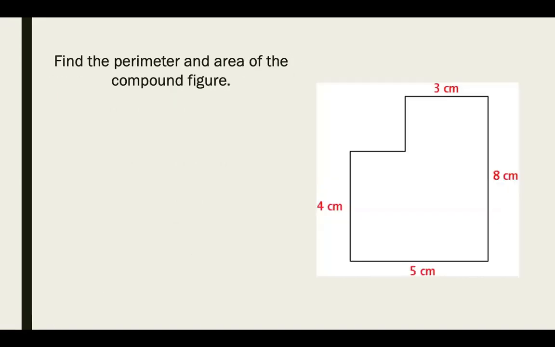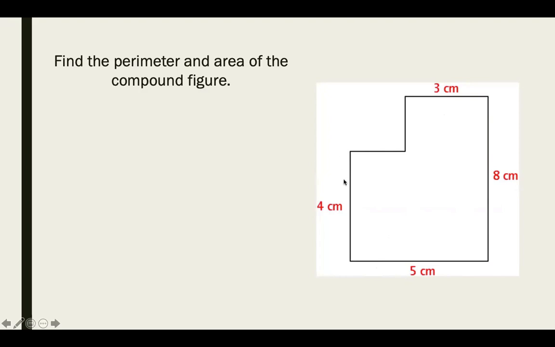And the last thing we're going to do is find the perimeter and area of a compound figure. All a compound figure is, is a figure that's made up of more than one shape. Here, this isn't a quadrilateral or a triangle, but it's made up of quadrilaterals, right? So we could look at this as a rectangle over here and a rectangle over here. We could look at it as a rectangle up here and a rectangle down here. You could look at it as a big rectangle with a rectangle cut out of it.